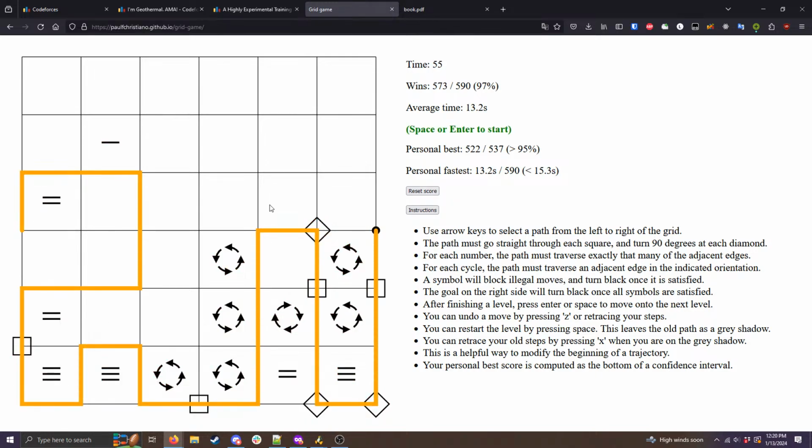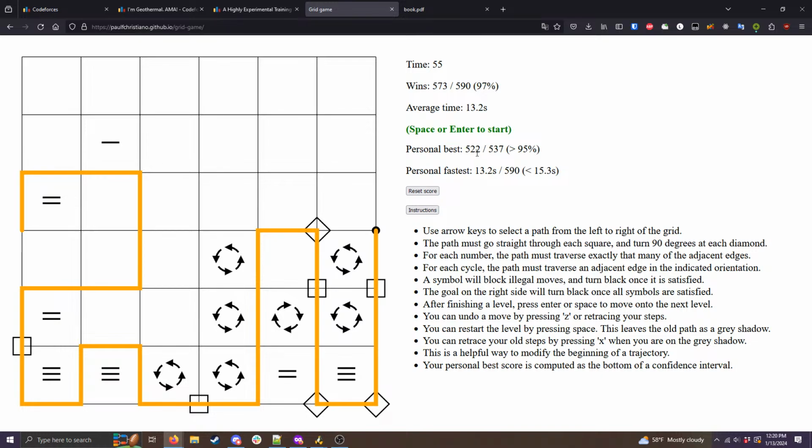Looks like my average time has gone down to 13.2 while I've been recording this. The other thing that I should explain that's not super obvious is how the personal best is computed. Basically it's your best accuracy at the bottom of a 95% confidence interval. For example, based on the fact that at one point I won 522 out of 537 games, the game is 95% confident that if my win probability had been constant over time, then my true win probability would be at least 95%.